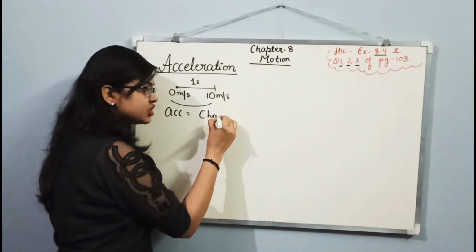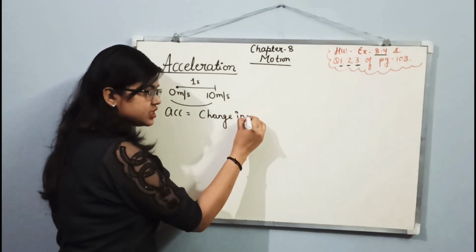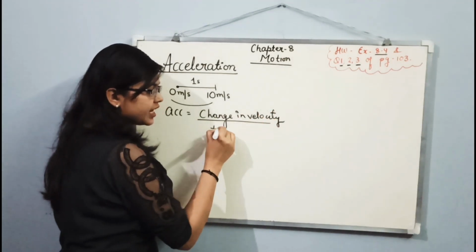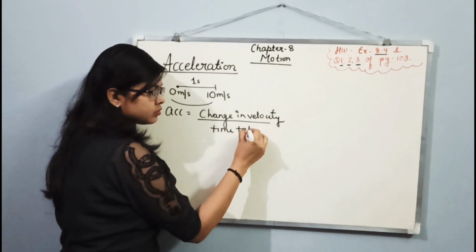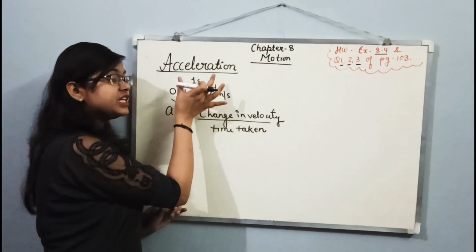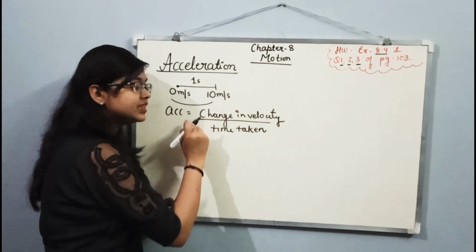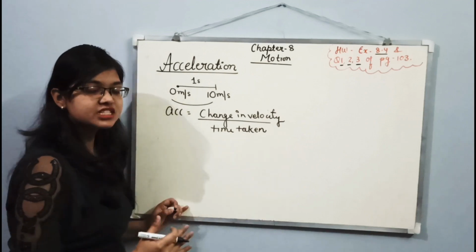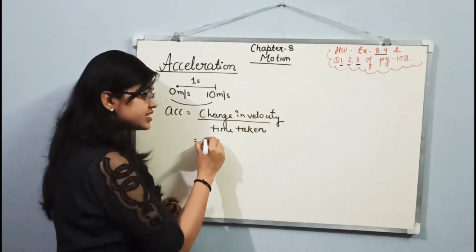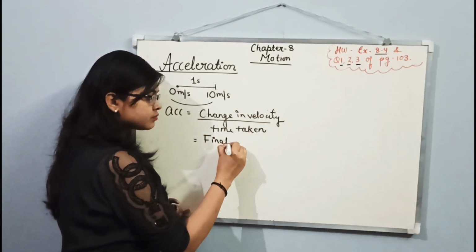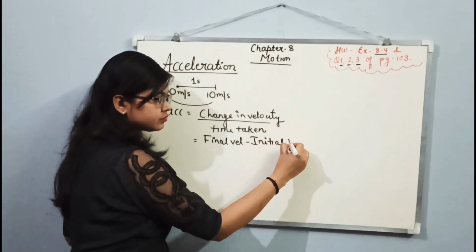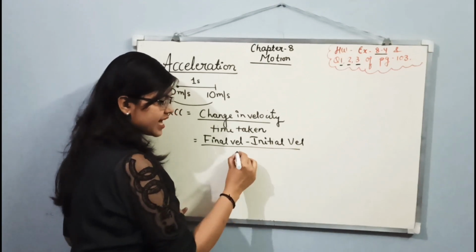So what is acceleration? Acceleration is change in velocity upon time taken. It means that whatever change there is in the velocity in a particular interval of time, that physical quantity in physics will be known as acceleration. So what is change in velocity? Change in velocity is final velocity minus initial velocity, upon time taken.